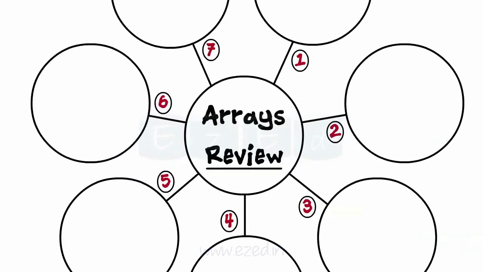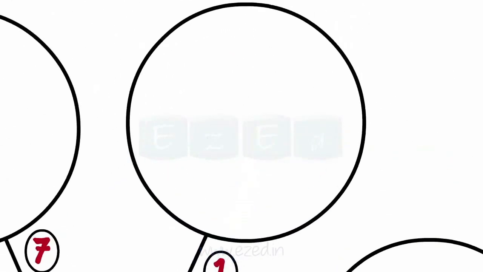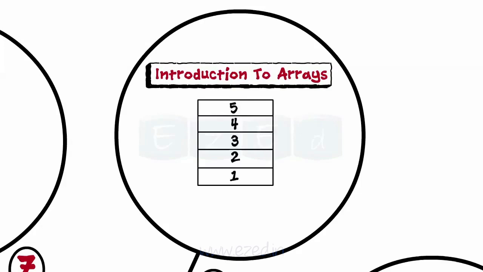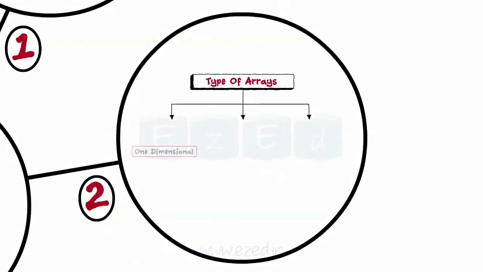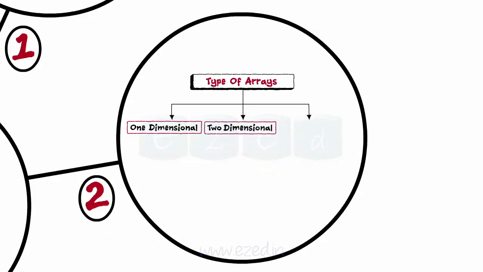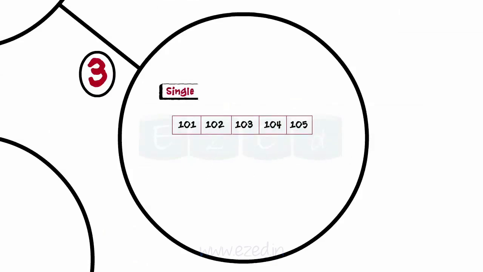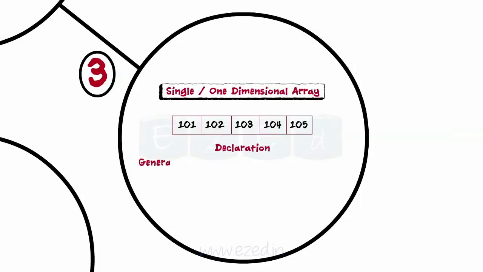Let's have a quick review of what we've learned in this lecture. We started with an introduction to arrays and learned that an array is a fixed size collection of homogeneous data items. Also, how an array is stored in the memory. Then we saw that arrays are of 3 types, namely one-dimensional, two-dimensional, and multidimensional. The array which is used to represent and store data in a linear form is called a single or one-dimensional array. The declaration of a one-dimensional array involves the type of data it can hold, the number of values it can hold, and a name.